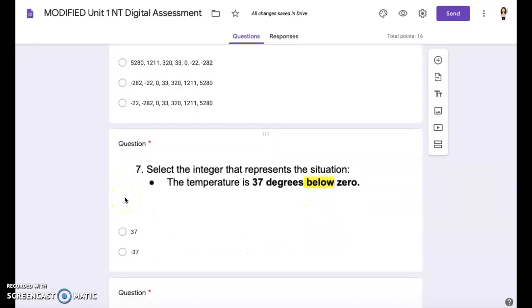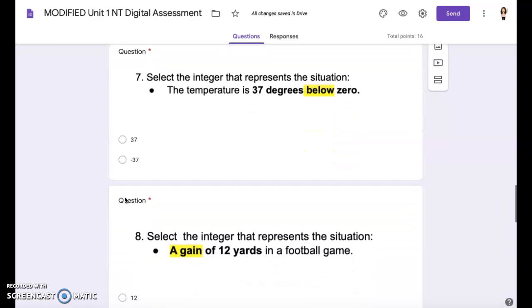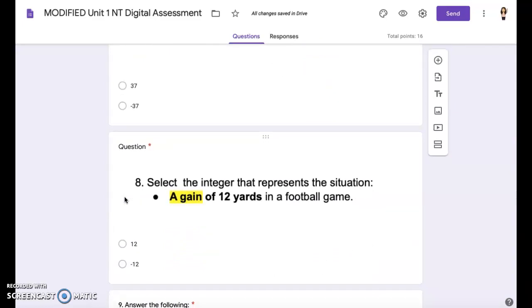Number 7. Select the integer that represents the situation. The temperature is 37 degrees below 0. Is that positive 37 or negative 37? Number 8. Select the integer that represents the situation. A gain of 12 yards in a football game. Is that positive 12 or negative 12?